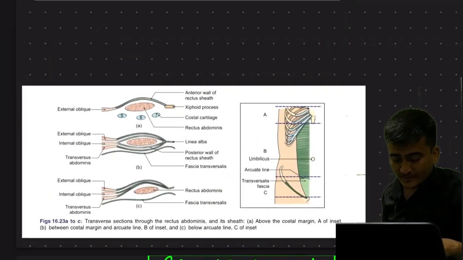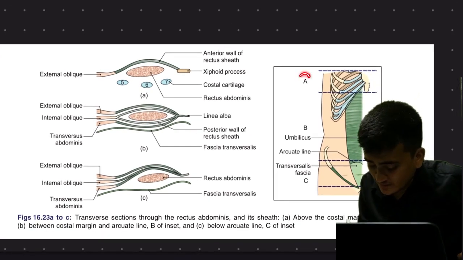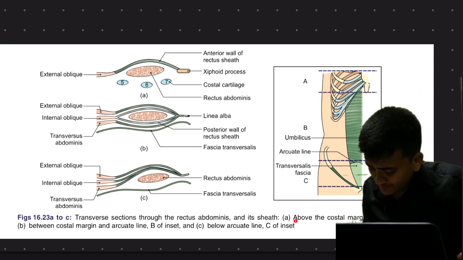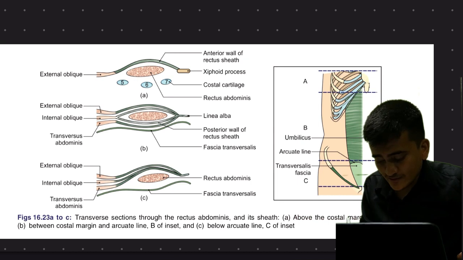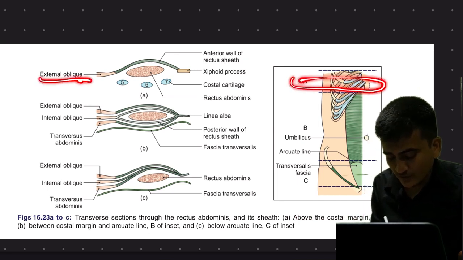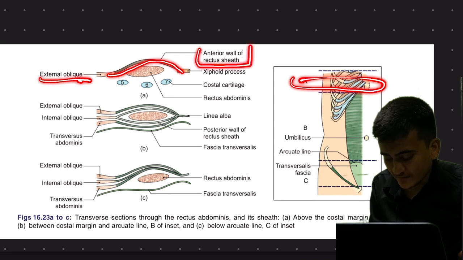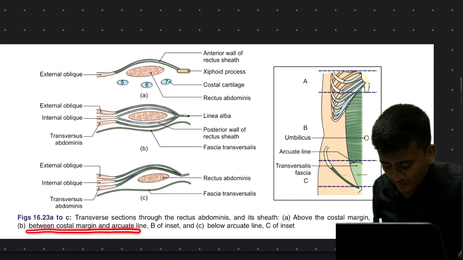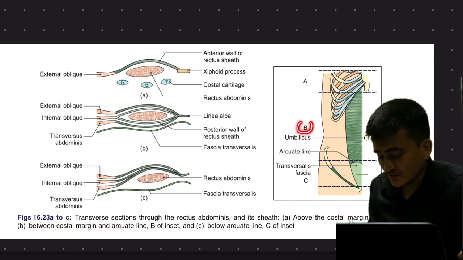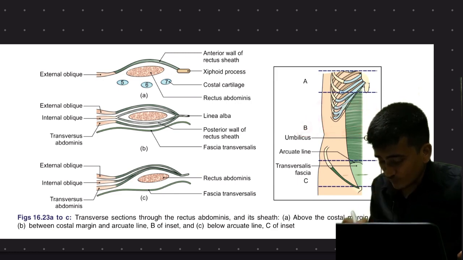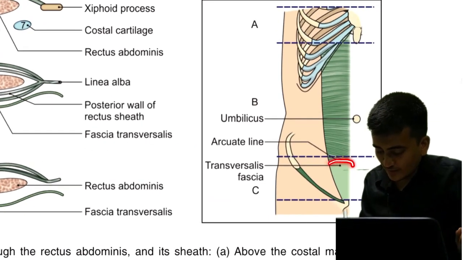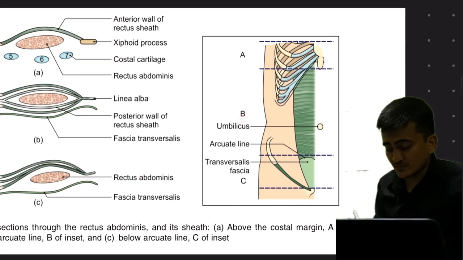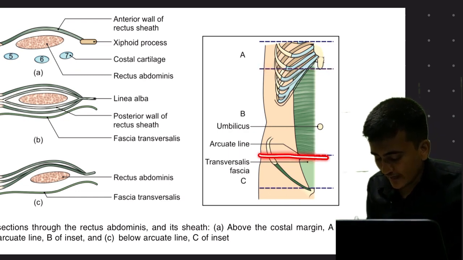Okay, here it is the same figure, as you can see. This is figure A, what does this A denote? It denotes above the costal margin, right, above the costal margin the external oblique muscle was forming the anterior wall of the rectus sheath. And similarly, what is this B structure? Between the costal margin and the arcuate line. Right here you can see the arcuate line, this is the arcuate line. This B is showing the region between the costal cartilage and the arcuate line.